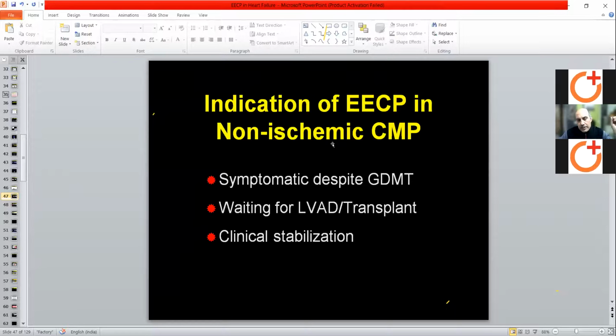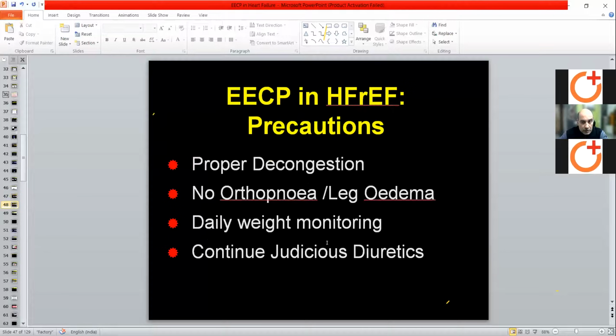Those are patients where they were either waiting for heart transplant or ventricular assist device. They did not have the money for a ventricular assist device and were waiting for heart transplant and still symptomatic despite best medical management. And they were actually requiring stabilization for their heart failure pathology.